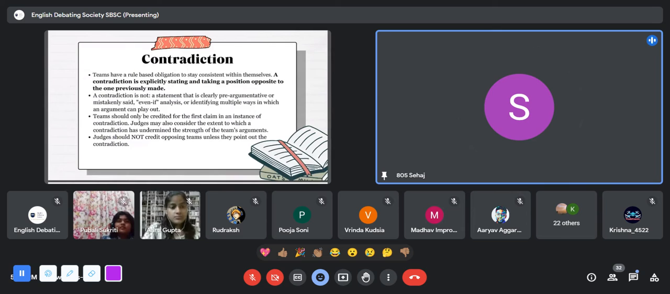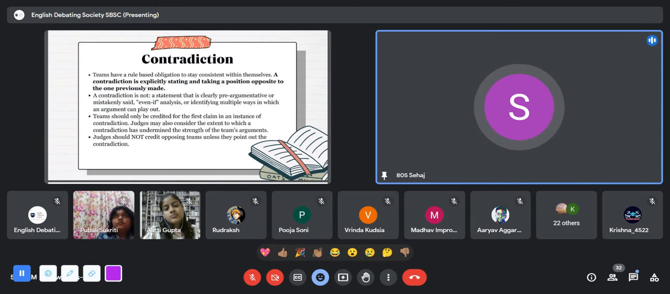That's a contradiction. A contradiction, what is it not? It's not a statement that is clearly pre-argumentative or mistakenly said, or even if analysis, or identifying multiple ways in which an argument can pan out. A couple of things here. I think certain things are said pre-argumentatively, which means they are said as an ancillary thing, not within an argument. So, for example, if there's an argument which you have to prove, that this thing looks like this and not this, certain things are said ancillary, as a basic mistake. Acha yaar, through the speech, somebody mentions that this thing is not red, but through the larger analysis which they're giving or the argument which they're trying to put forth, they are proving the thing to be red. So one sentence which was said as a mistake is not necessarily a contradiction, unless it's firmly swaying away from the initial explicit thing which they set up in the debate.